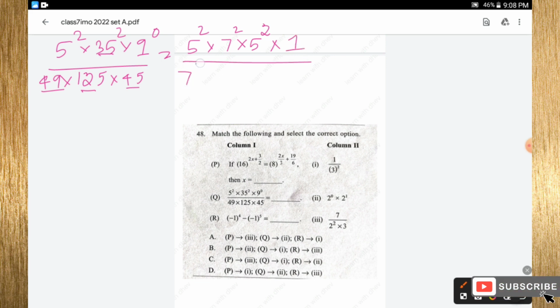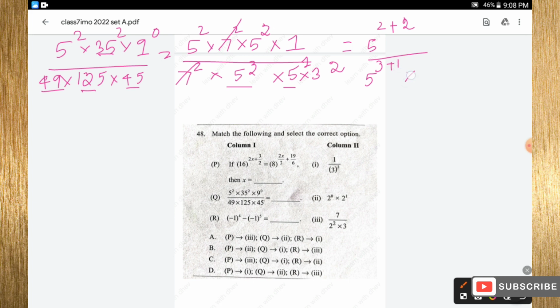So we'll write here 1. Then 49 can be written as 7 square, 125 can be written as 5 cube, then 45 can be written as 5 into 3 square. Correct. So this 7 square, this 7 square would cancel. Then we'll apply the product rule. So 5 square into 5 square, that is 5 to the power 2 plus 2. Here we have 5 to the power 3 plus 1.